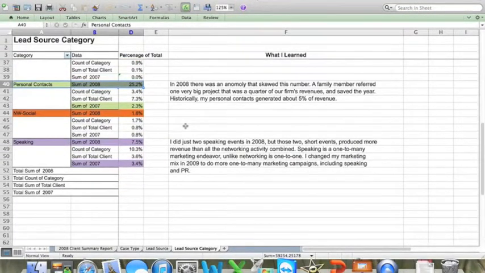And then finally, another bright spot in our analysis of lead source categories was speaking. And in 2008, about 7.5% of our business was generated through speaking initiatives. And it was roughly double what we had done the year before.